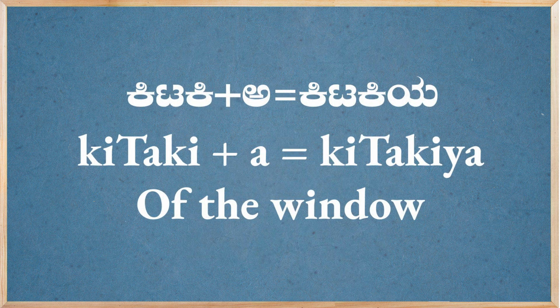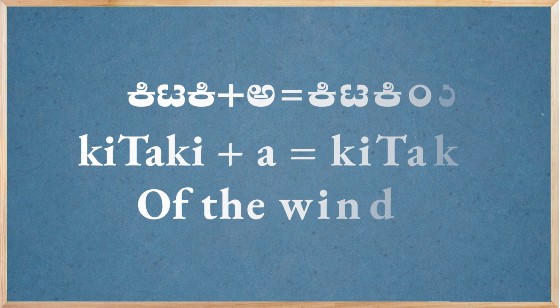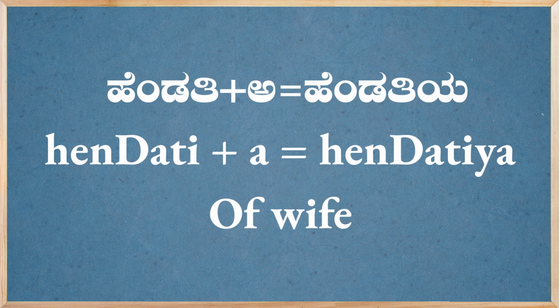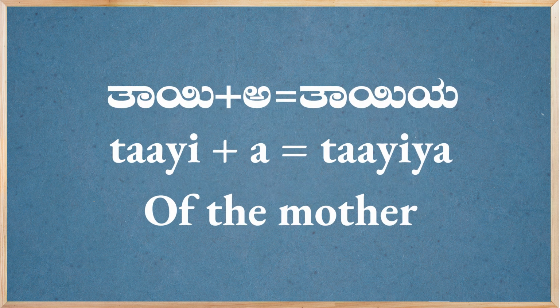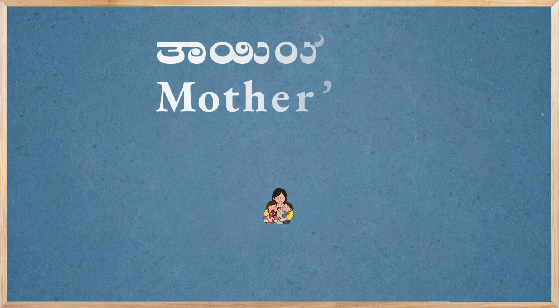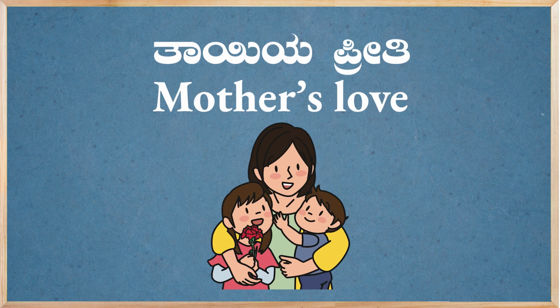Kitaki plus a becomes Kitakiya. Kitakiya, which means of the window. Hendati plus a becomes Hendatiya. Hendatiya, which means of wife. For example, Hendatiya Hesaru, the wife's name. Tai plus a becomes Taiya. Taiya, of the mother. For example, Taiya Preeti, a mother's love.